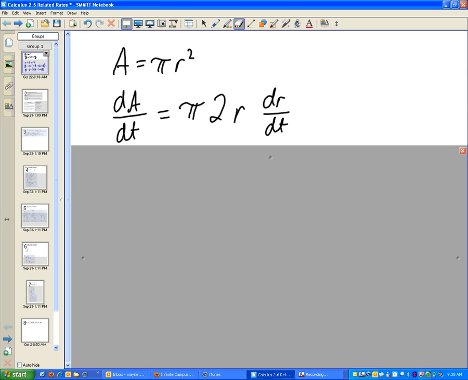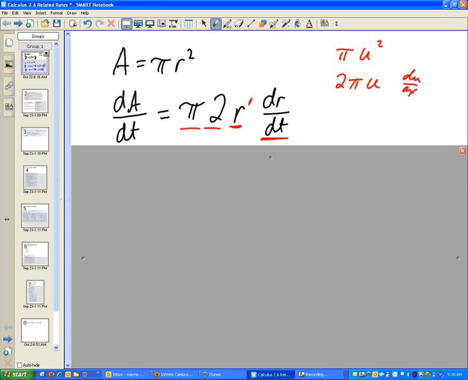So the derivative of pi r squared, all right, r is a function, so if we had pi times u squared, we'd use the general power rule, right? We'd make that 2 times pi times u to the 1 times the derivative of u. So 2 times pi times r to the 1 times the derivative of r. You with me?